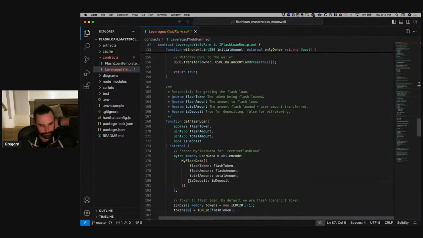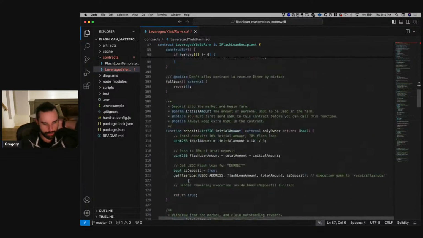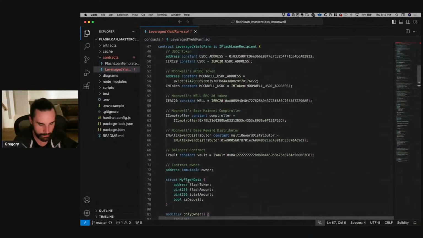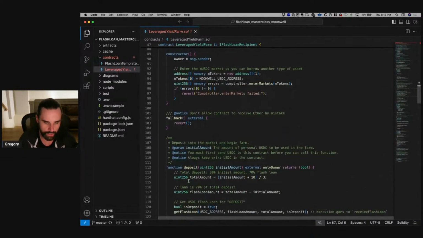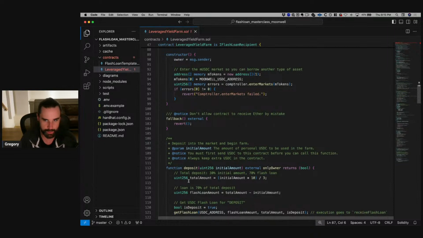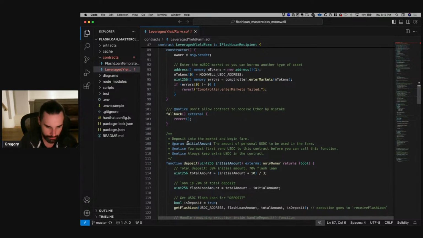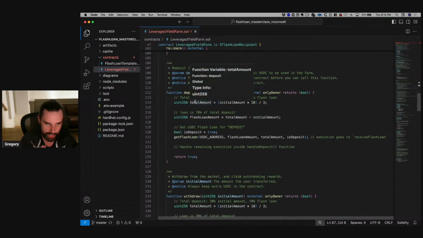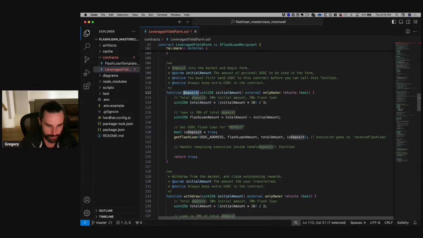So let's walk through the code step by step and see how that works. Whenever you deploy this contract, you're going to send some USDC to it so that you can deposit into the application. That's the prerequisite step: this assumes that this contract is deployed to the blockchain and there's already some USDC in the contract. So we're going to start with this deposit function.